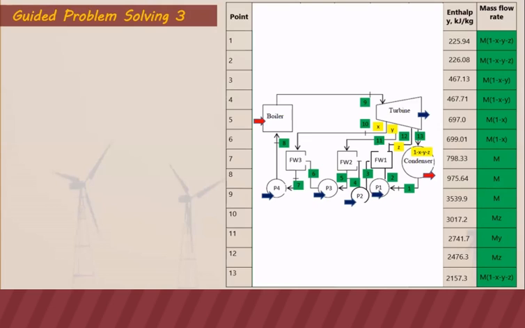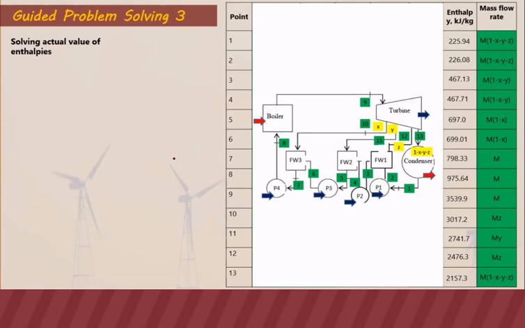So as you can see here, our different points and the different enthalpies and mass flow rates are tabulated. First, we're going to solve for the actual value of enthalpies. Because this problem is an actual cycle, we are given the isentropic efficiency for the turbine. So we are going to use that to get the actual value of enthalpies at point 10, point 11, point 12, and point 13.